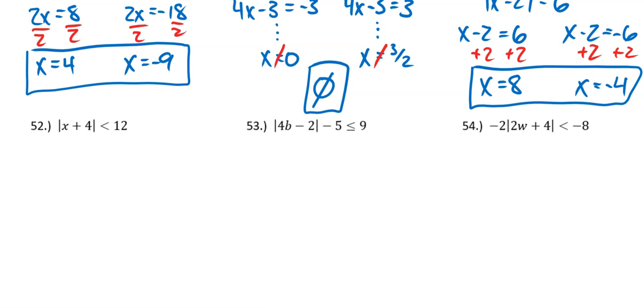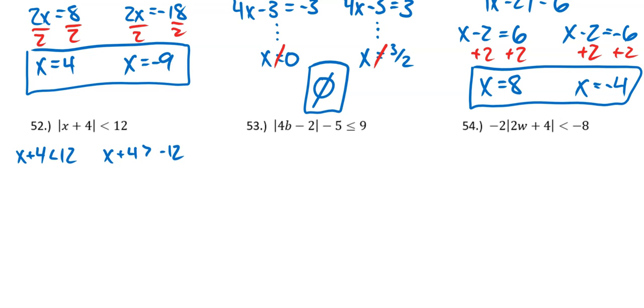For absolute value inequalities, we do the same thing, but when we do the negative version, we have to flip that inequality sign. So for this one, the two inequalities that I set up are x plus 4 is less than 12, and then I still do the x plus 4 and I do a negative 12, but I just have to flip the inequality sign, so I do a greater than symbol for that one, okay?